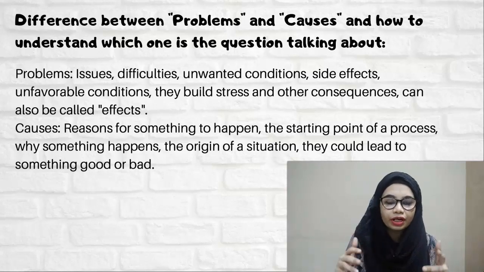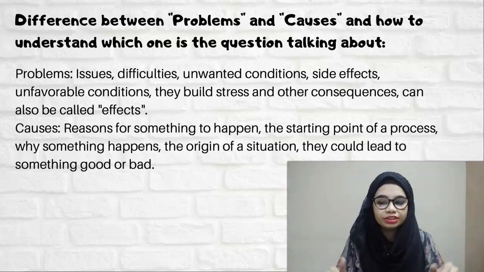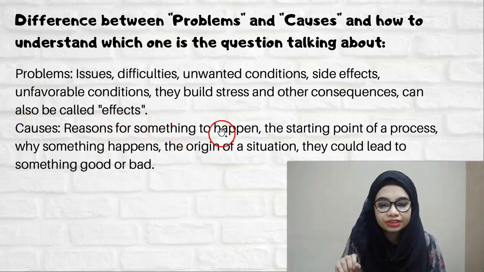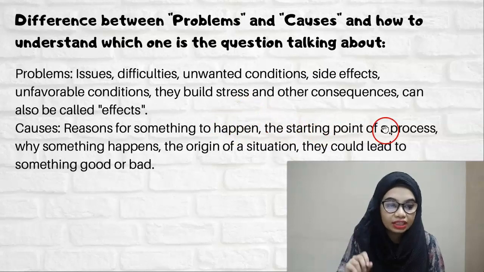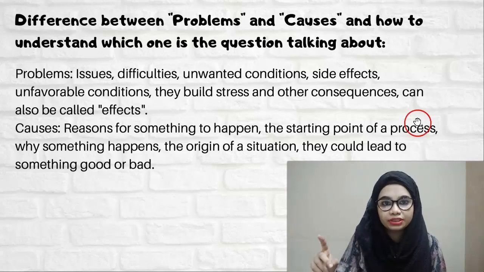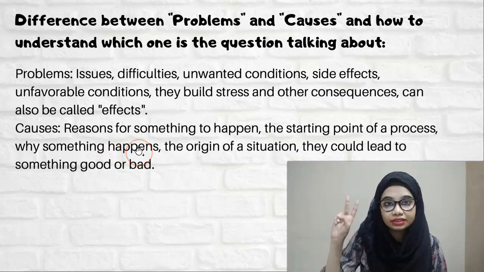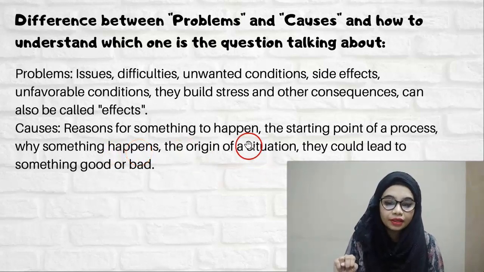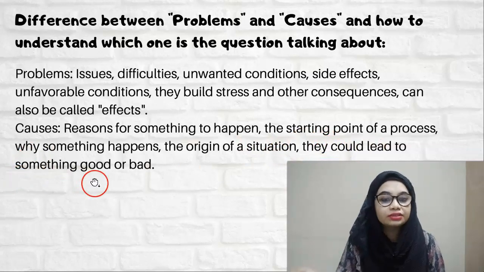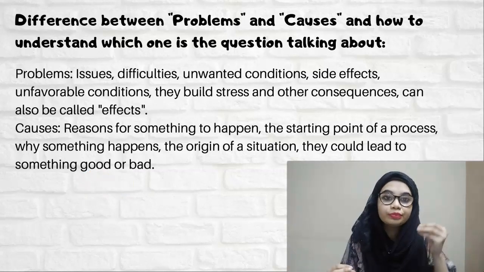Now don't get me wrong and try and replace all of these everywhere for problems, but we are not discussing vocabulary today. I'm just trying to explain the meaning of problems. Causes, reasons for something to happen. The starting point of a process is also known as a cause. The starting point of a process, the reason for something to happen, why something happens. So it answers the question why. The origin of a situation, they could lead to something good or they could lead to something bad or something neutral. So these are the main differences between problems and causes.